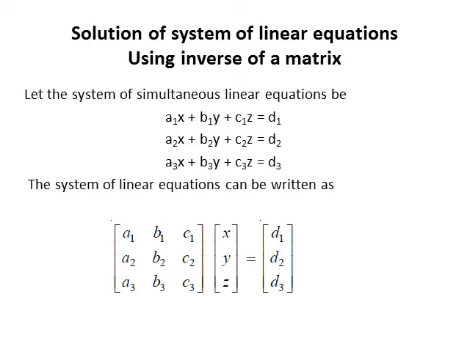This square matrix is multiplied by a column matrix of order 3 by 1 in which elements are variables x, y and z. Now product of these two matrices is equal to a column matrix of order 3 by 1 in which elements are constants of the equations, that is d1, d2 and d3. Students, you can easily observe that if we multiply these two matrices of left hand side, we obtain a new matrix of order 3 by 1.